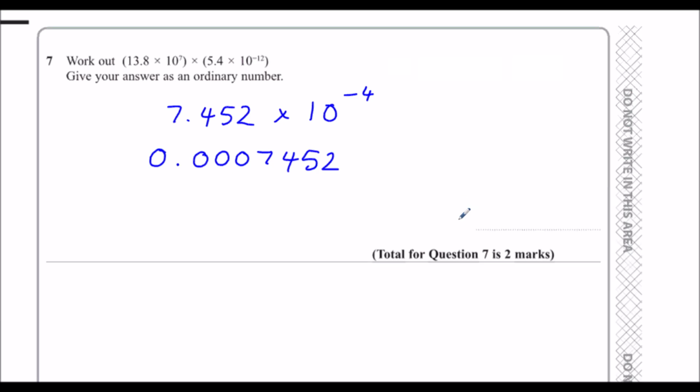So that's our answer. A way to check the answer is to just type this 0.0007452 into the calculator, press equals, and it will convert it back to standard form.